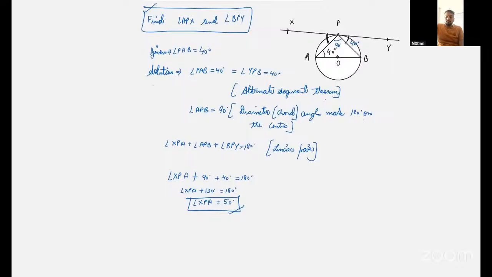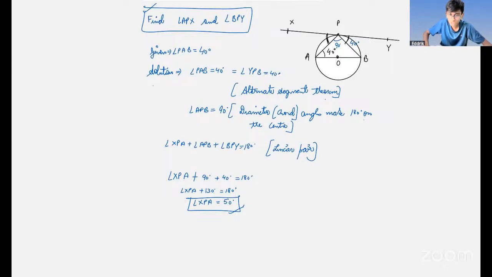Everyone got this? Yes, sir. But I did a different method. First, I took angle PAB as 40 and angle APB as 90. So in the triangle, I used the angle sum property of a triangle to find angle PBA, which is equal to angle APX. PAB plus APB plus PBA is 180, and I got PBA as 50. So I got APX as 50 and PBY as 40. Correct. No problem in that.